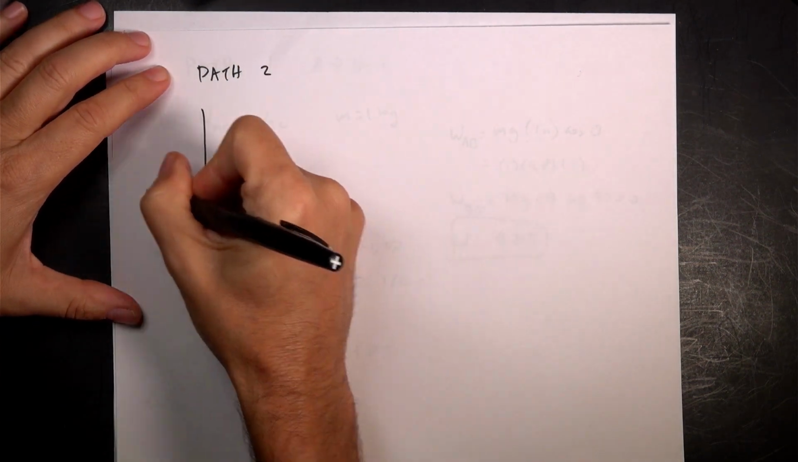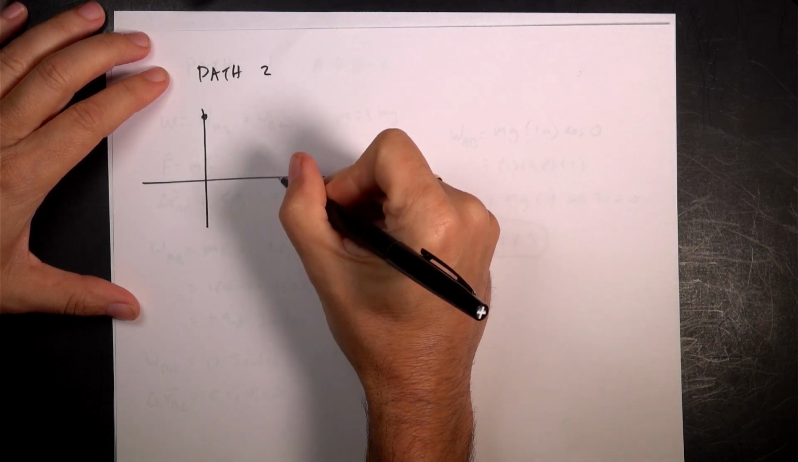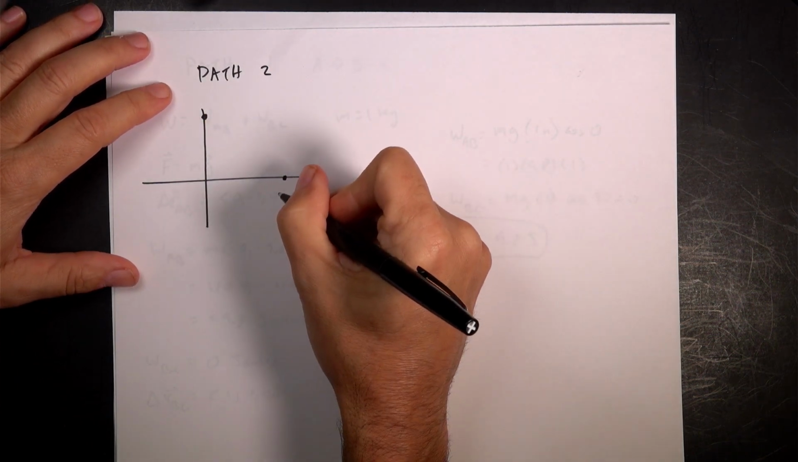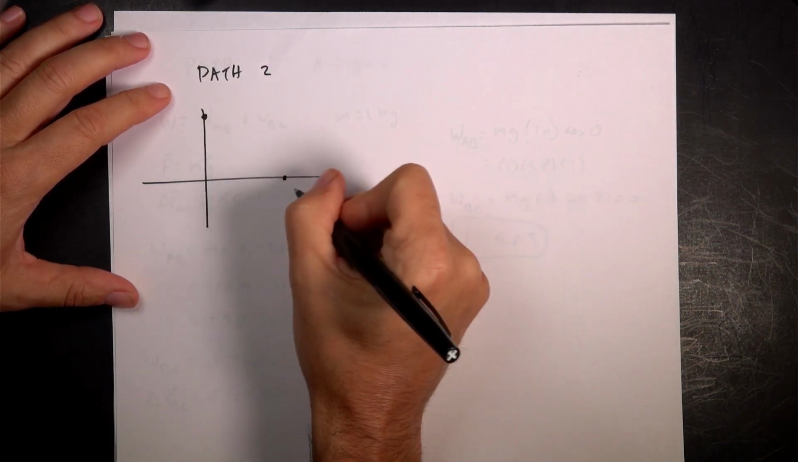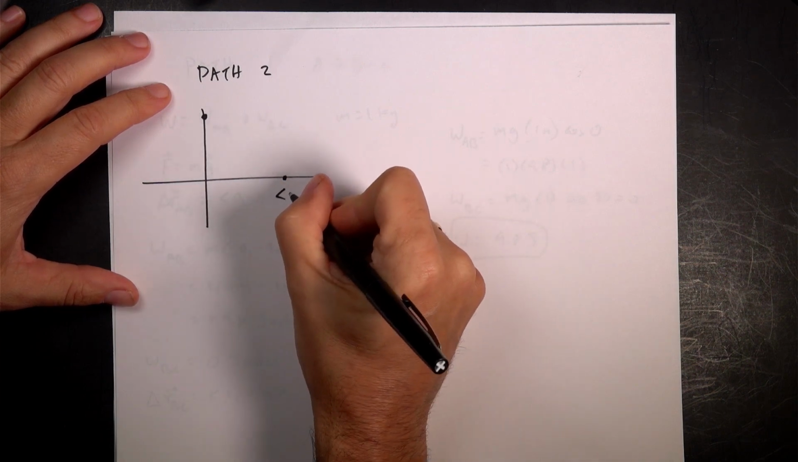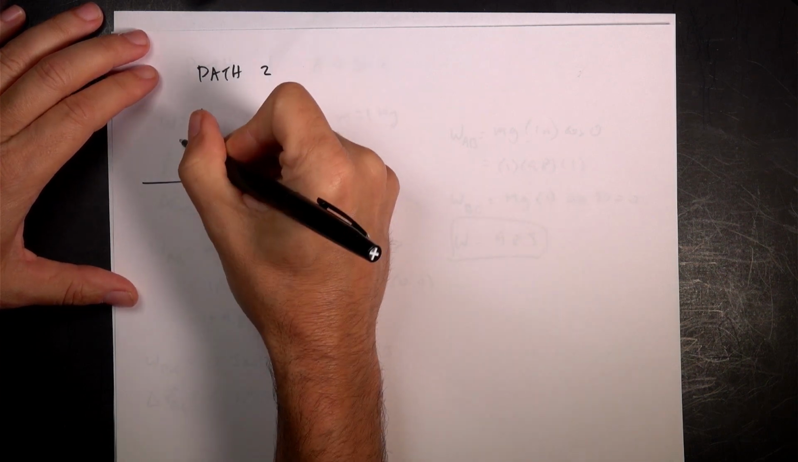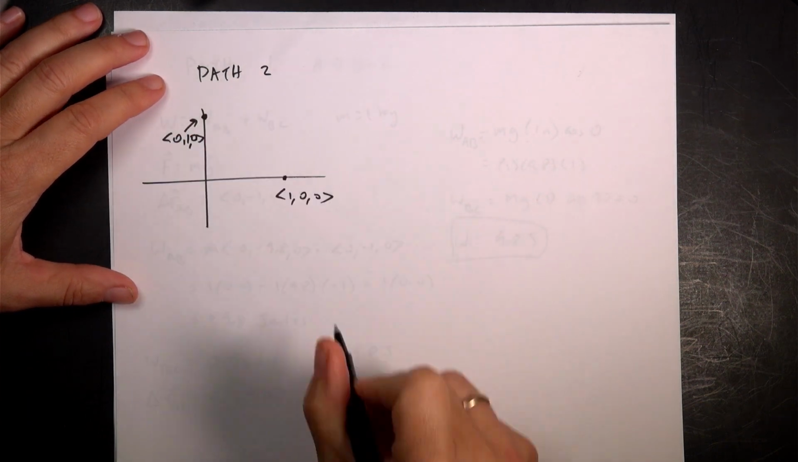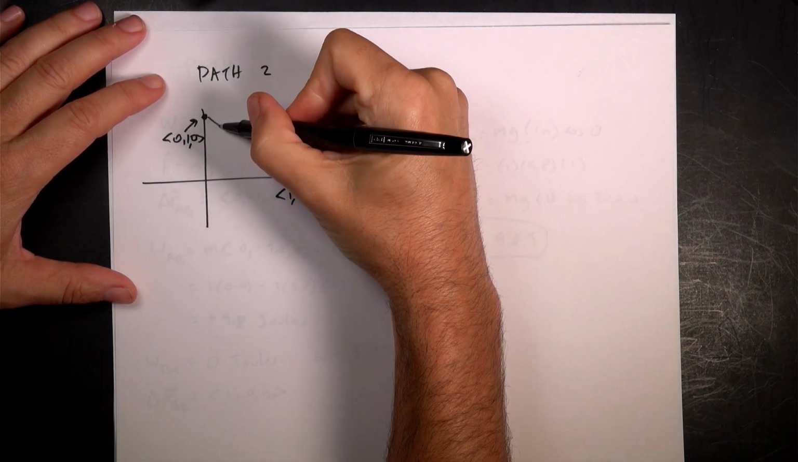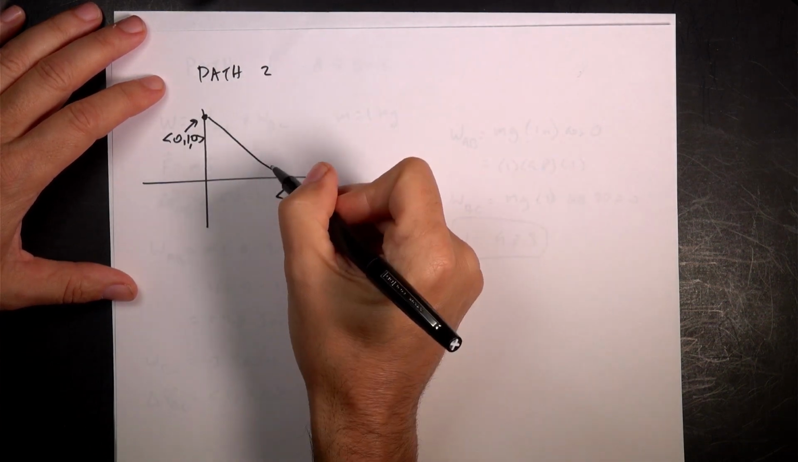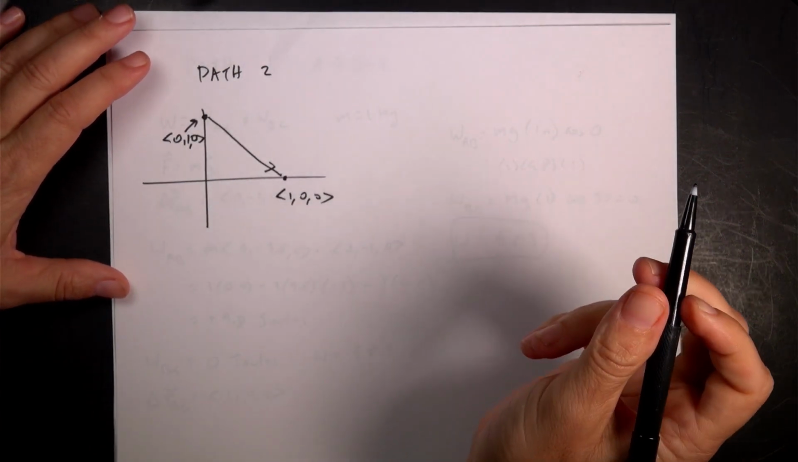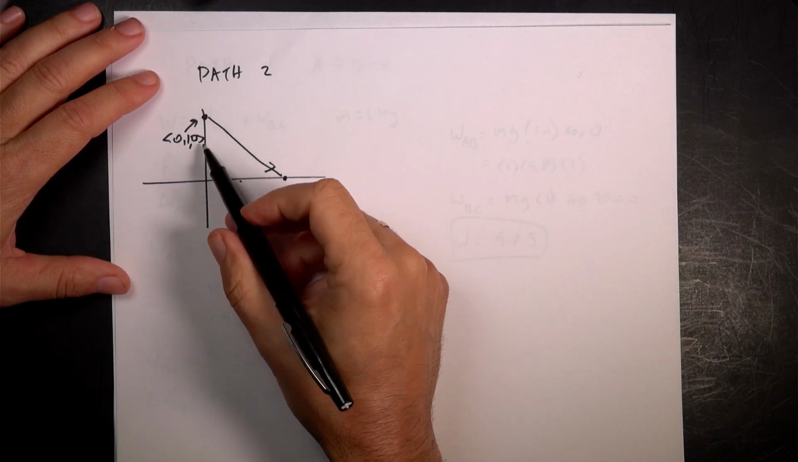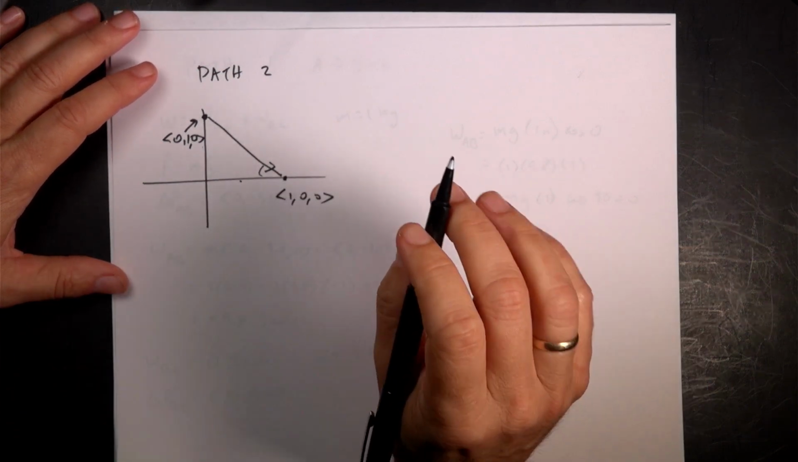Here's my diagram going from A to C. Let's say this is the vector 1, 0, 0, and this is the vector 0, 1, 0 for that one right there. And I want to go like that. So we could find this angle here. It's actually pretty easy: if this is 1 and that's 1, then this angle is 45 degrees. And I'll do it both ways.